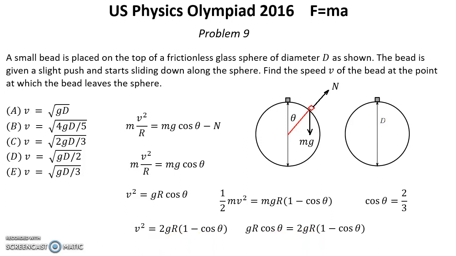It means that v squared equals 2 over 3 gr. And finally v equals the square root of gr over 3, which is answer E. That was the solution for problem number 9.